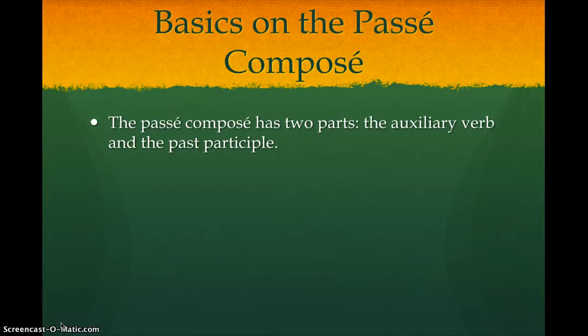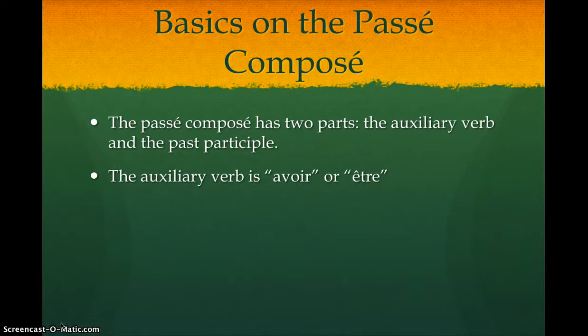The passé composé has two parts, the auxiliary verb and the past participle. I always like to think that passé could be the auxiliary verb and composé could be the past participle. It takes two words to say passé composé and it takes two words to create it. So any way you can remember it is good.